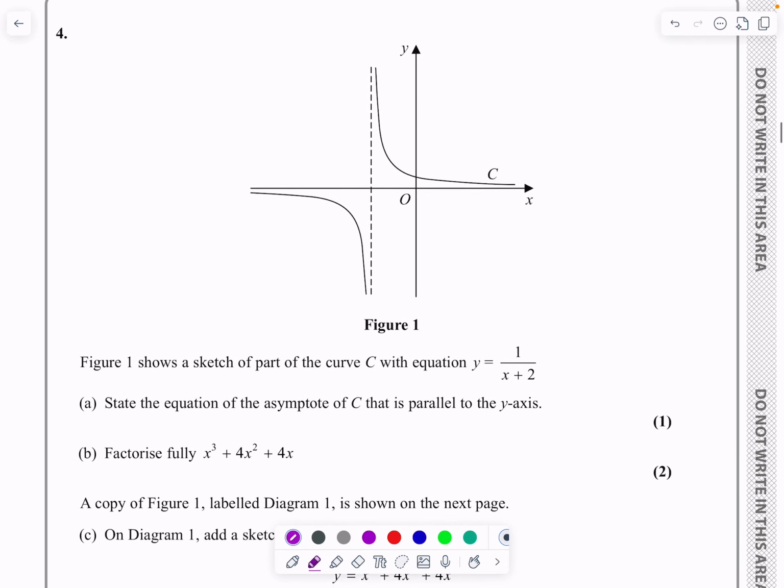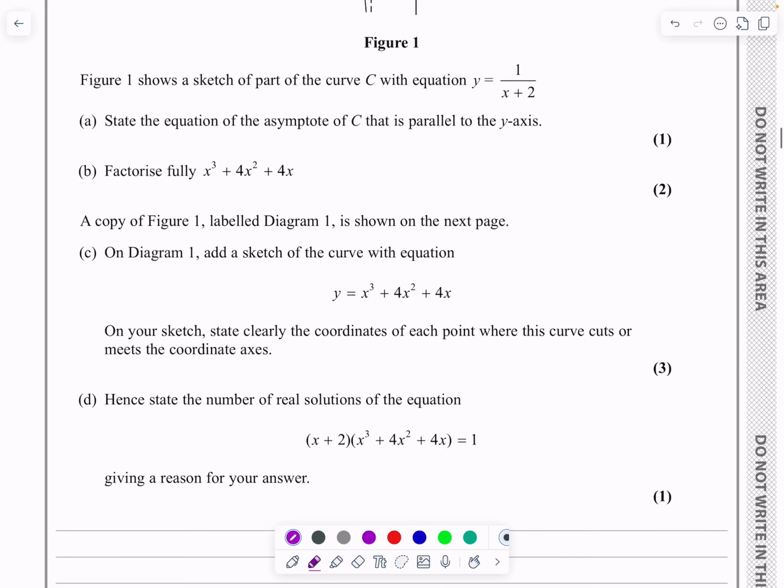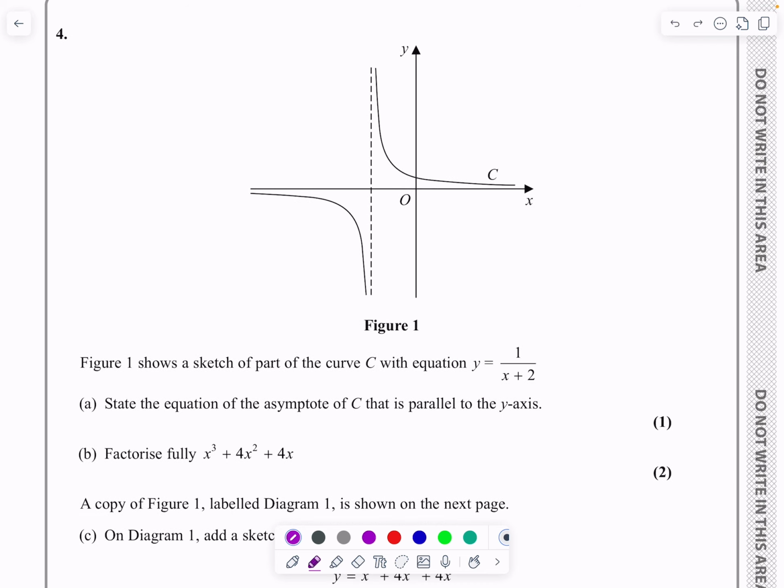Okay, this is the P1 paper from October 2023. It's question number 4. If I show you all of the question there, we can see this is a graphs and transformations question. We've got y equals 1 over x plus 2, which is a reciprocal. Later on, we're going to be doing the cubic graph of x cubed plus 4x squared plus 4x. But let's make a start because part A is relatively straightforward.